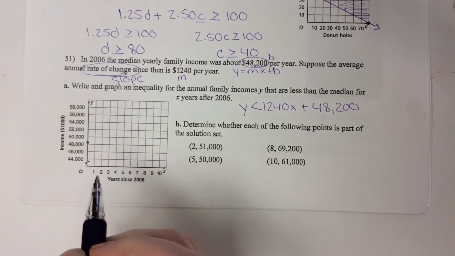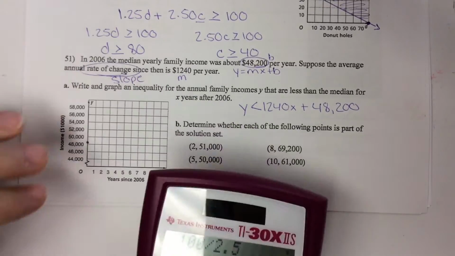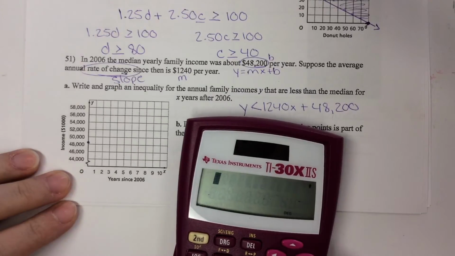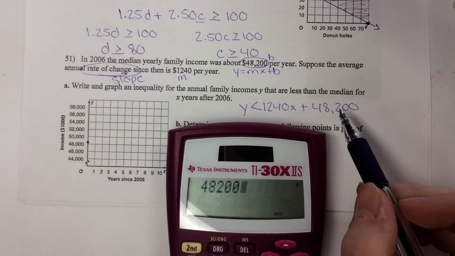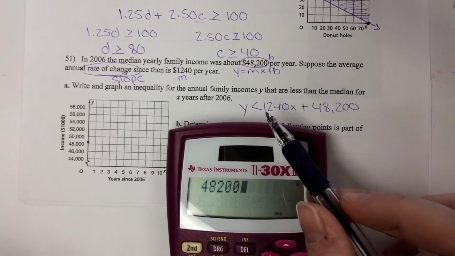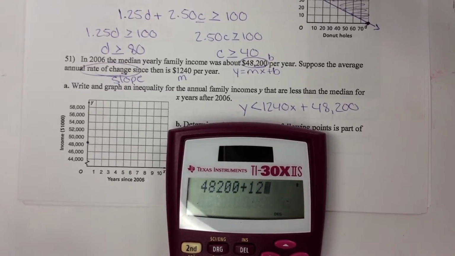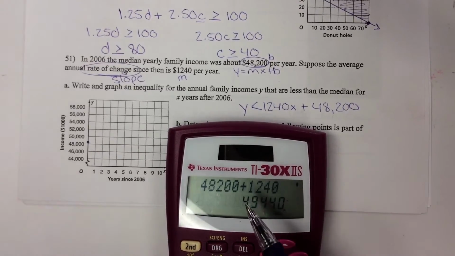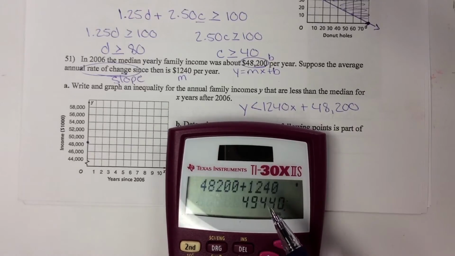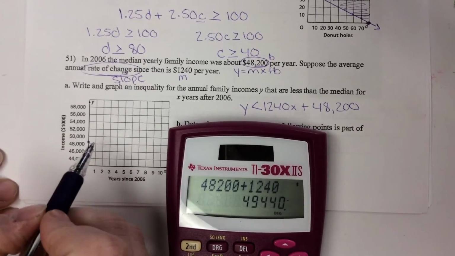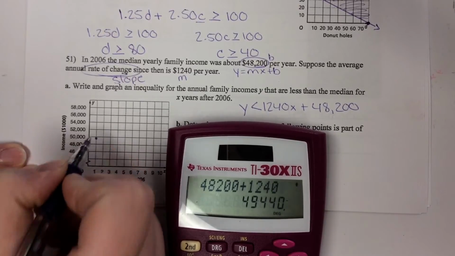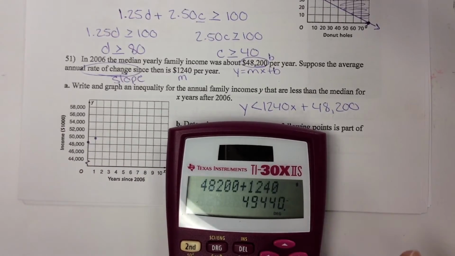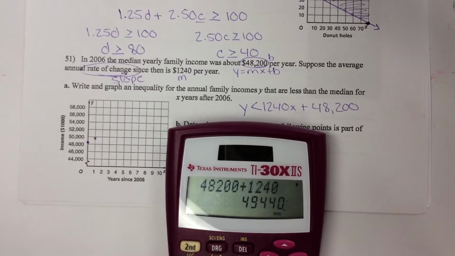If you wanted to be exactly precise, you could use your calculator. Okay, so with our calculator, we would take $48,200 because that's what we start off with, and a year has gone by, so it needs to increase 1240. So we need to graph our next point at 49,440. So almost to 50, but not quite, and over 1. About right there.